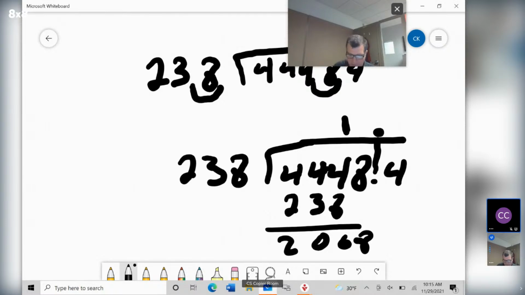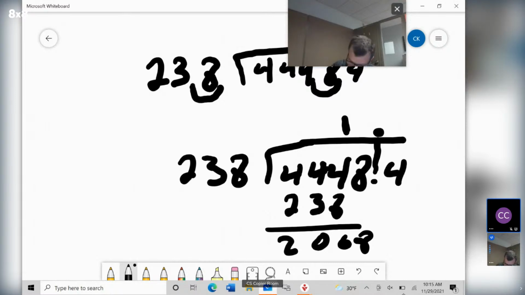So now we have 238 into 2068. And you guys, I know these are a little bit bigger, but you can certainly pull your calculator out now. So just get an idea. So if I do 10, 10 is going to be 2380. So that's a little bit, it's just one too big. So we're going to go down to 9.